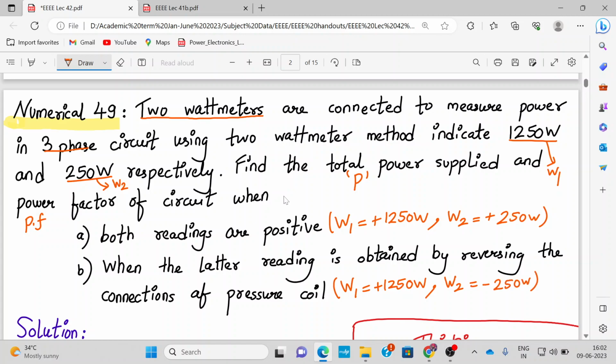Remember, the higher reading is always positive, the lower reading can be positive or negative. So these are the scenarios. For W1 and W2 both positive in the first case, you have to find the total power supplied and the power factor. And in the second case, when W2 is minus 250 watts, you have to calculate the same. Alright, so let's start with the first case.